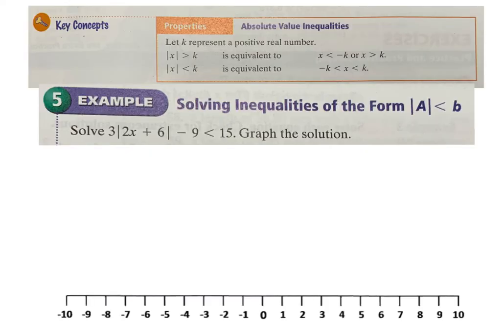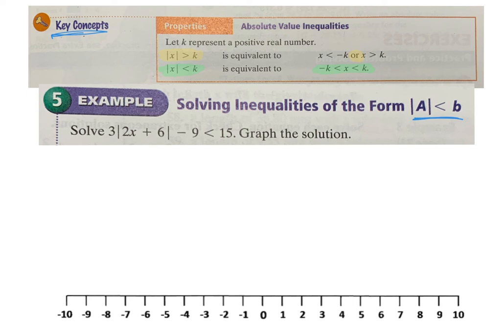Okay, now we're going to look at one that is less than. When the absolute value is less than a number, you're going to create an AND problem, and that's what this key concept is telling us here. If I get my absolute value completely by itself and it is greater than my number, I am going to create an OR problem. And when I get my absolute value completely by itself and it is less than, then I create this AND problem where my answer should overlap.